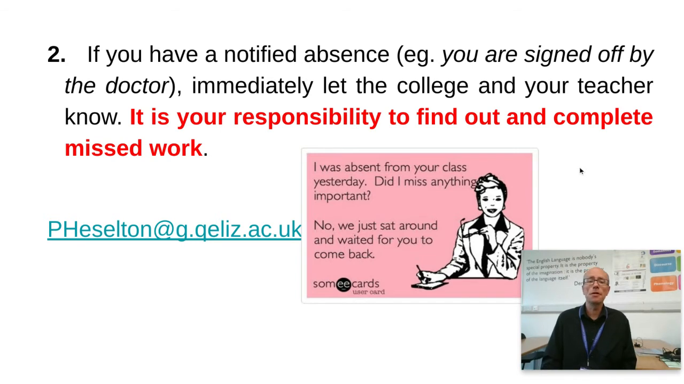Number 2, if you do have a notified absence, like for example, you're signed off by the doctor, like you are completely ill, then there are 2 things that you need to do. 1, you immediately let the college know. They will need to know before 10 o'clock. But secondly, you need to let your teacher know as well. And obviously, it's your responsibility, once you're better, to find out and to complete the missed work.